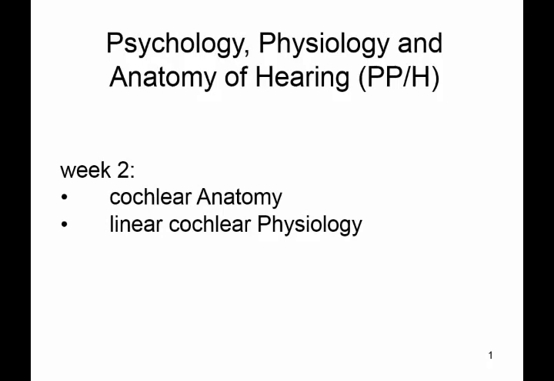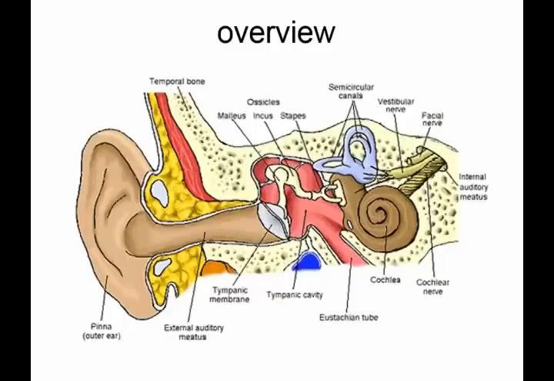Okay, so last week we talked about the outer ear, the linear processing, and the outer ear and the middle ear. This week we'll talk about still linear processing of the inner ear. And we'll talk about the anatomy specifically of the inner ear as well, because that will be of great importance to you for your future. Right, this is the overview.